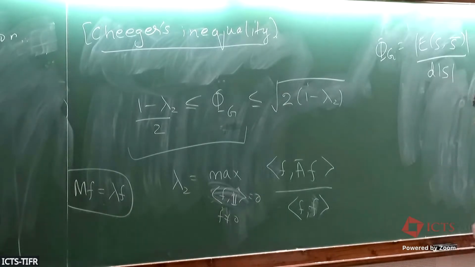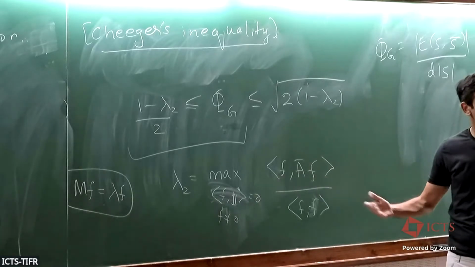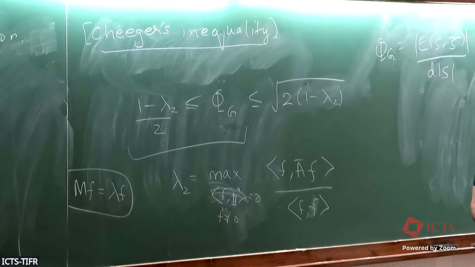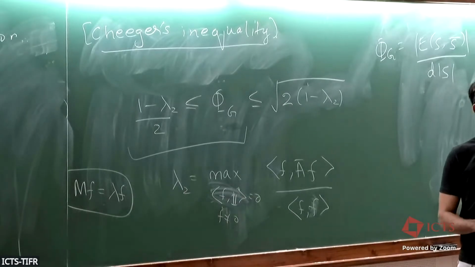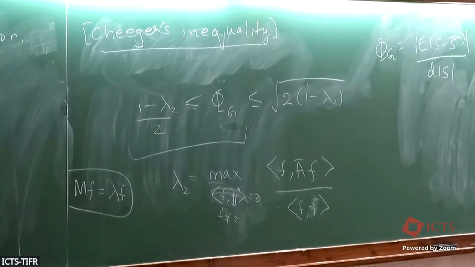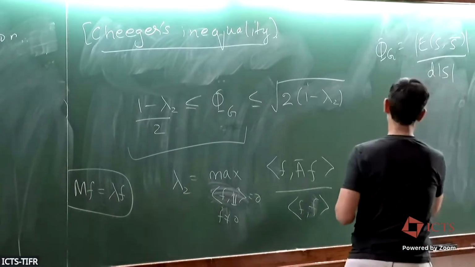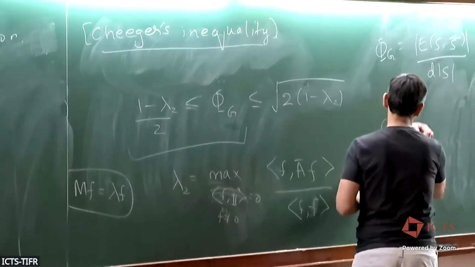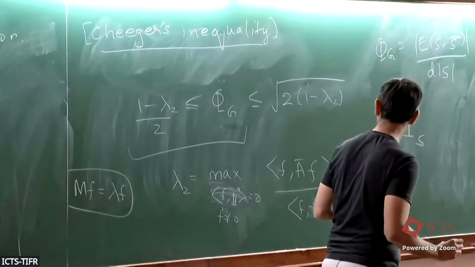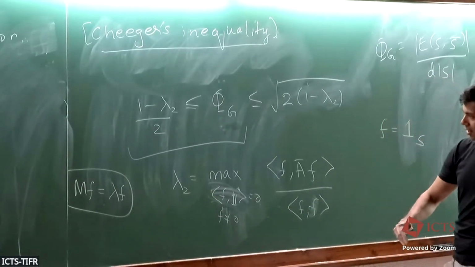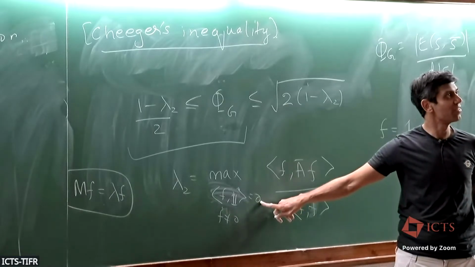All right, going back. Any suggestions on how to construct such an F, how to exhibit a solution for this? Sorry? Indicator of S, okay. So the suggestion is F as the indicator of S. Does it satisfy all the conditions we need?